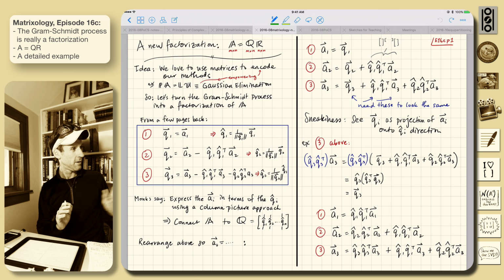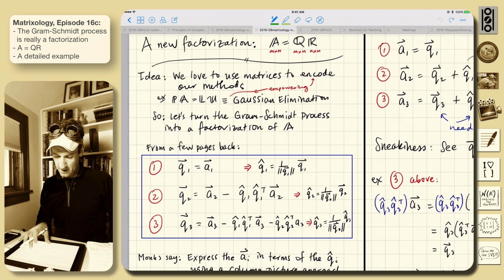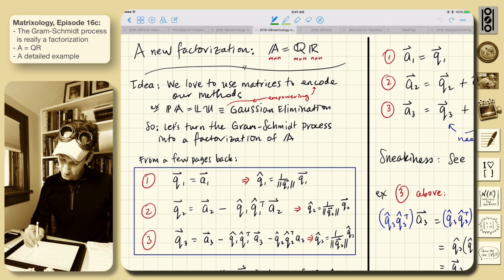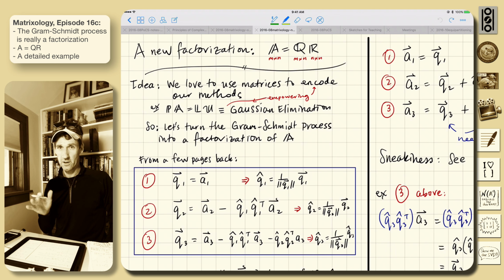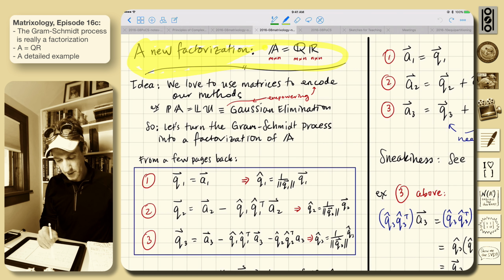We'll get to those. Monks will calm down a little bit over there. They're mumbling something about diagonalization. I don't know what that is. Anyway, so, but it's exciting. It is a fact. So we can turn the Gram-Schmidt process into a factorization, and it is. It's a nice day for us.